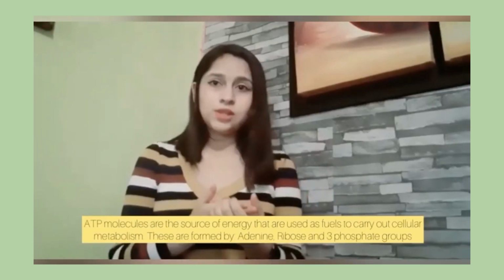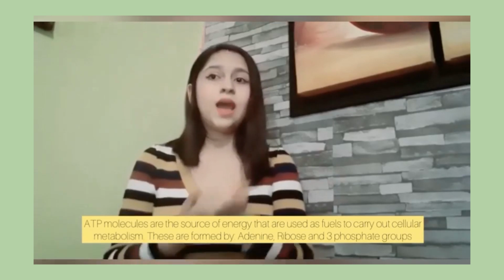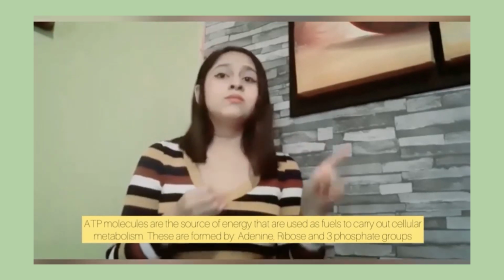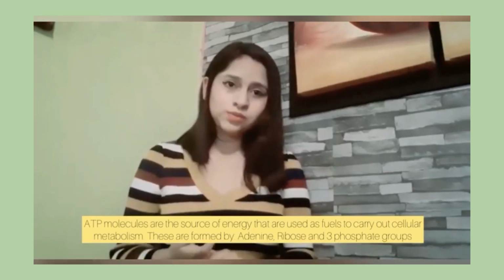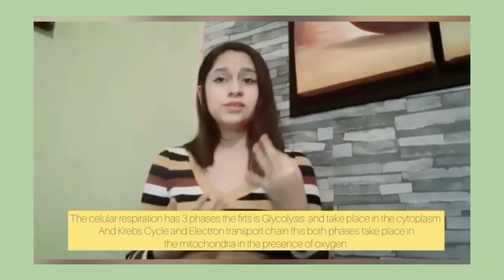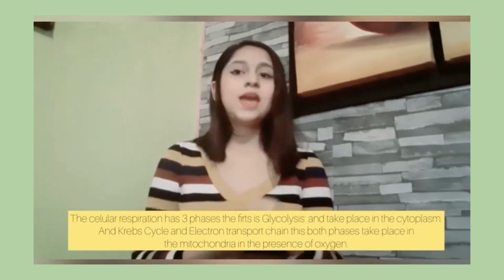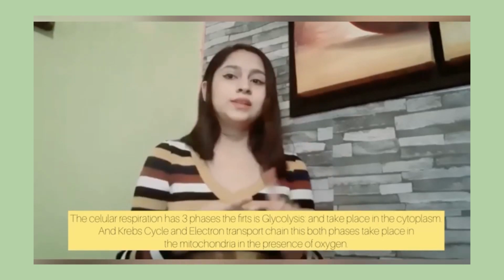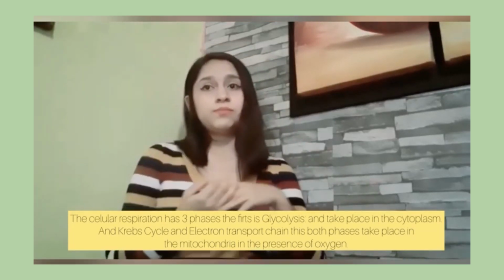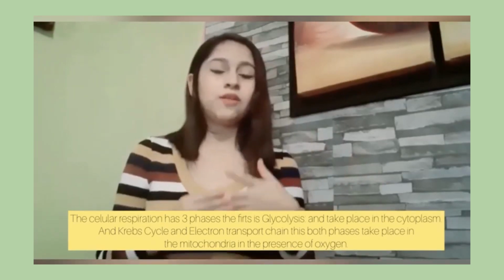The ATP molecules are the source of energy that is used to carry out the cellular metabolism. They are formed by adenine, ribose, and 3 phosphate groups. Cellular respiration has 3 phases. The first is glycolysis, which takes place in the cytoplasm, and then the Krebs cycle and the electron transport chain. These last two phases take place in the mitochondria in the presence of oxygen.